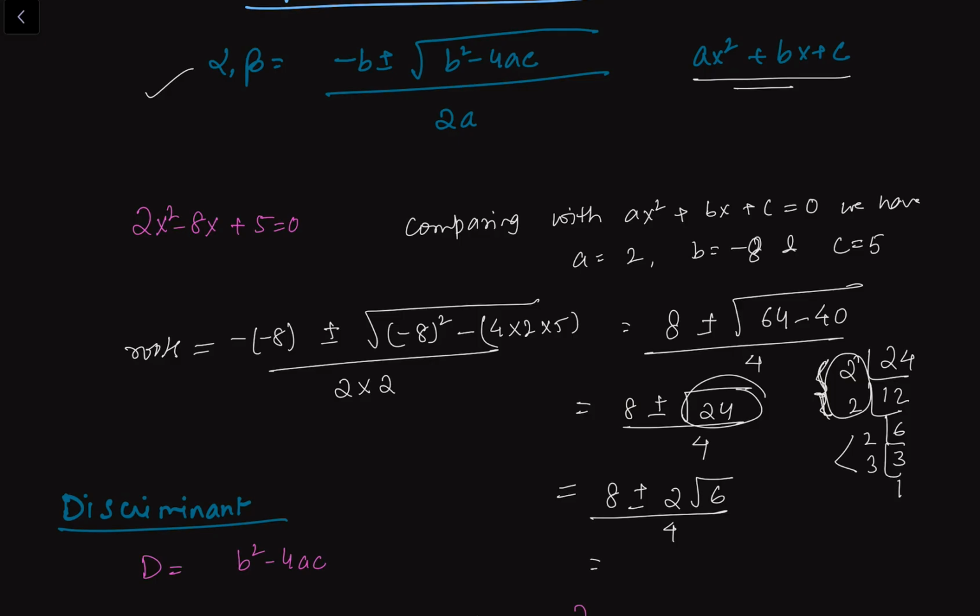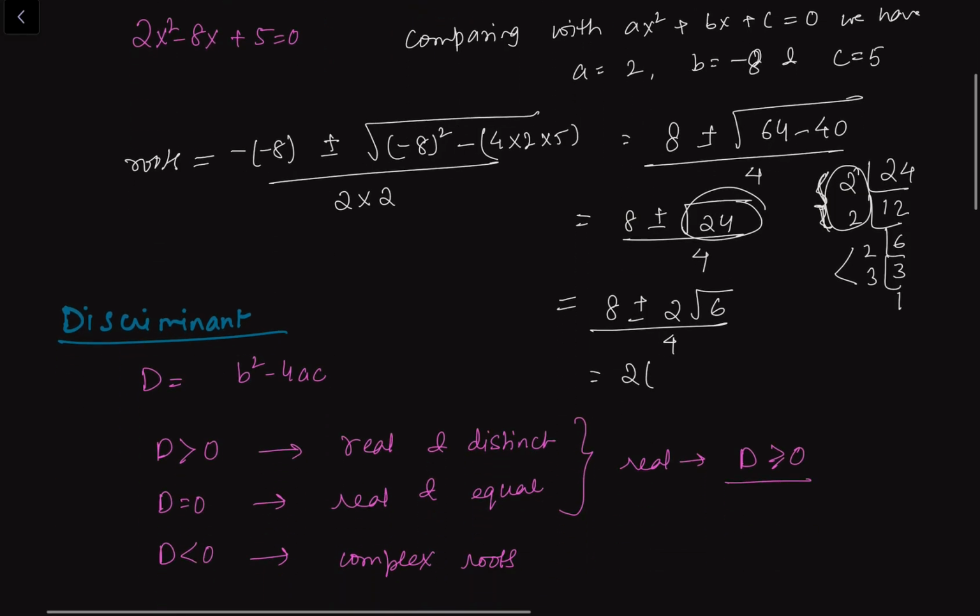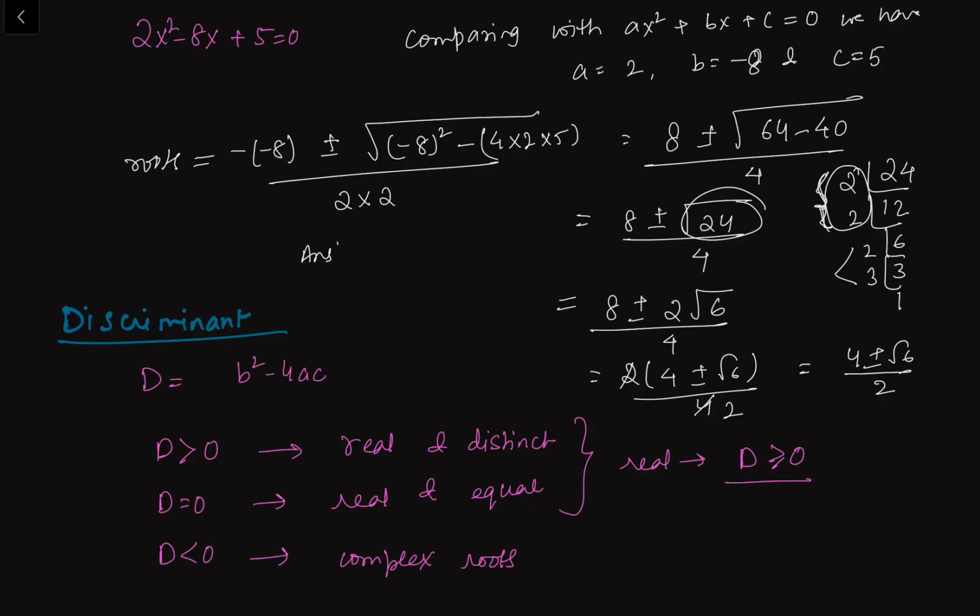So we can take 2 common from here. 4 plus minus root 6 by 4. So this is divided, so the answer is 4 plus minus root 6 by 2. So you can write it as, the roots are 4 plus root 6 by 2 and 4 minus root 6 by 2. Okay, this is your answer.